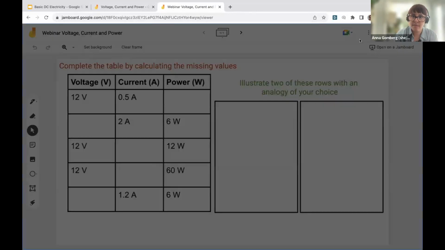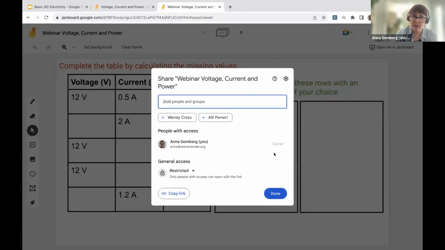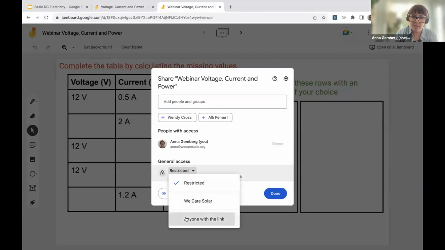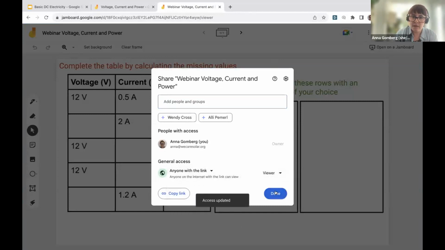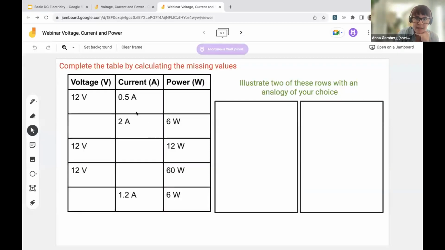Okay, share. Anyone with the link can view. Okay, done. Copy link. Okay, so if you click on that link, hopefully you have editing abilities. And then you also have a copy of this. It's linked in the slides too if you want the original. It's basically just a worksheet, but it's on Jamboard. So, a different way to get kids to do some math.